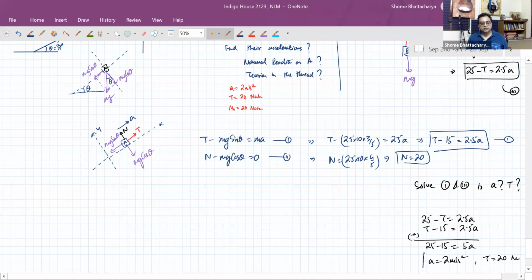Okay. So in this particular question, I did not ask for the reaction force, so you can leave that out. It's not necessary to calculate. Okay. So we got the tension in this, and we already got the normal reaction as 20 newtons. So these three things have been asked.